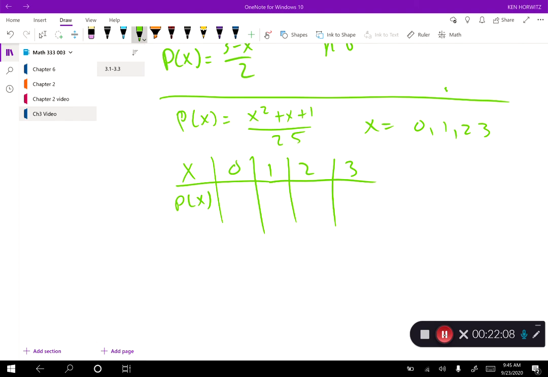All right, so hopefully you plugged them in. And for 0, I got 1 over 25. For 1, I got 3 over 25. For 2, I got 7 over 25. And for 3, I got 13 over 25. Now, here's the good part. None of them are negative this time. However, if you add up all the probabilities, they only add up to 24 out of 25. So being that the sum does not add up to 1, we cannot call this a probability distribution. So that would be a no.